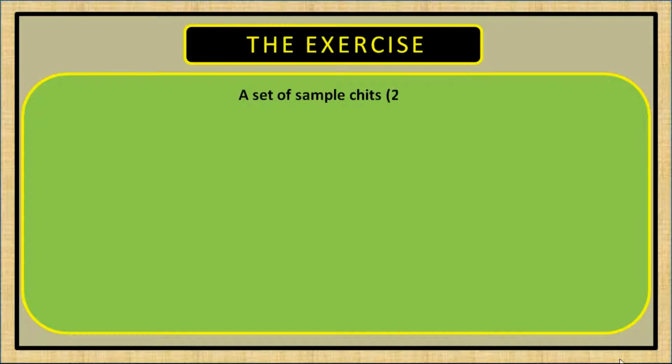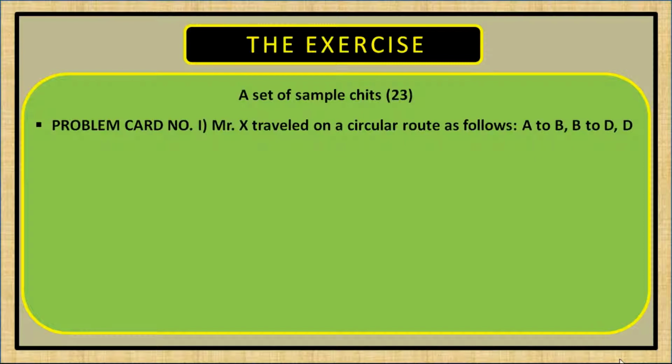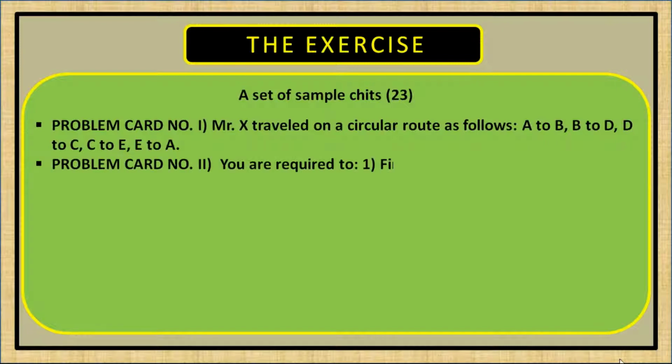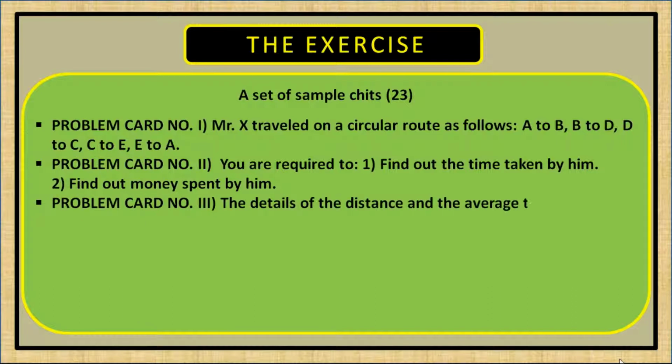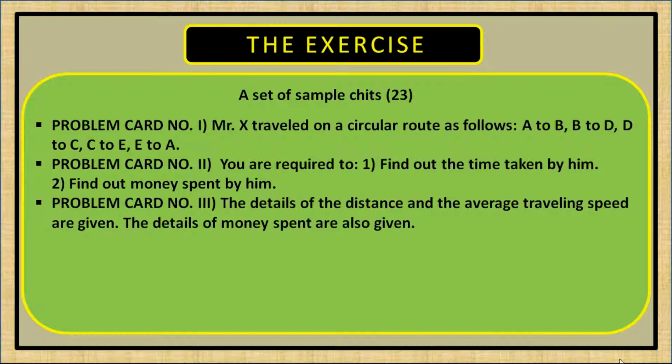A set of example chits. Chits are 23. Problem card number 1. Mr. X travelled on a circular route as follows: A to B, B to D, D to C, C to E, and E to A. Problem card number 2. You are required to 1. find out the time taken by him, and 2. find out money spent by him. Problem card number 3. The details of the distance and the average travelling speed are given. The details of money spent are also given.